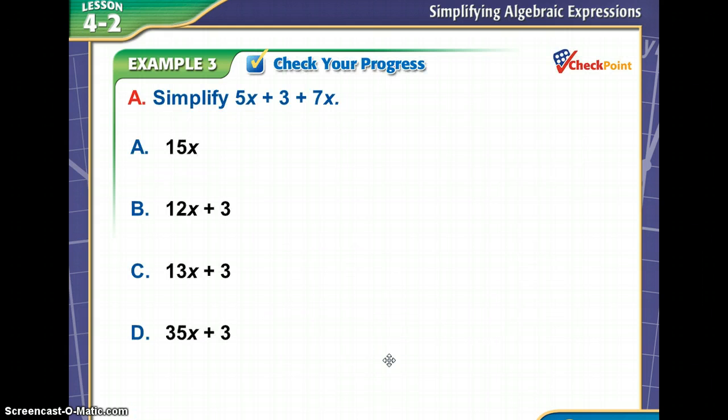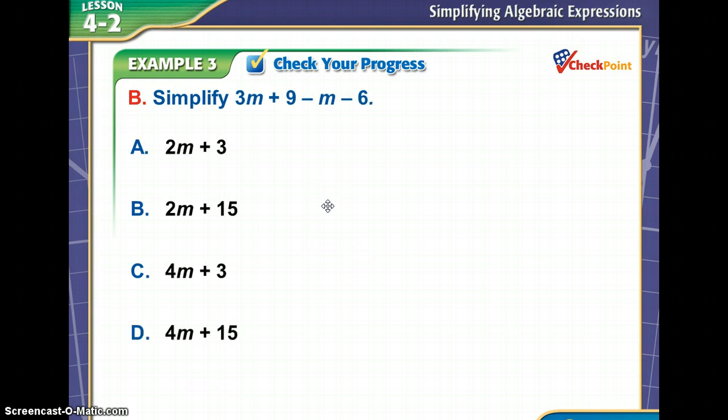Okay, now it's your turn. You should have made choice B your answer, as 5x and 7x are like terms. 5 plus 7 is 12. Try this one.